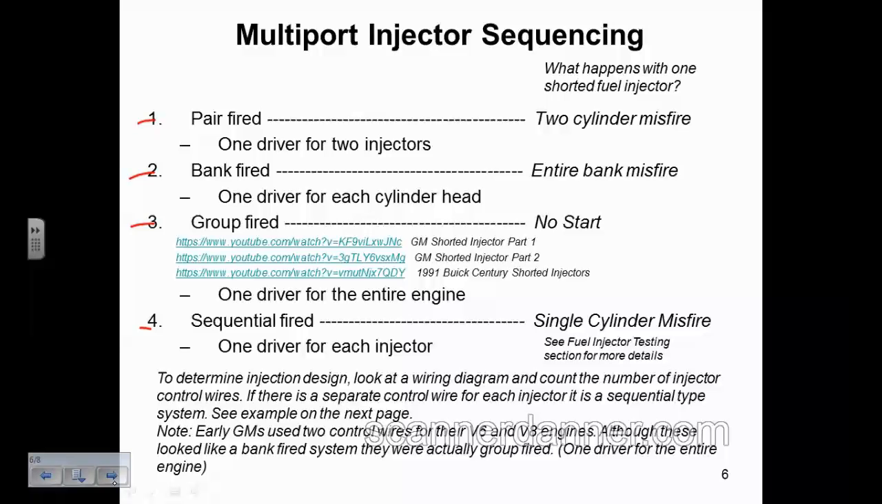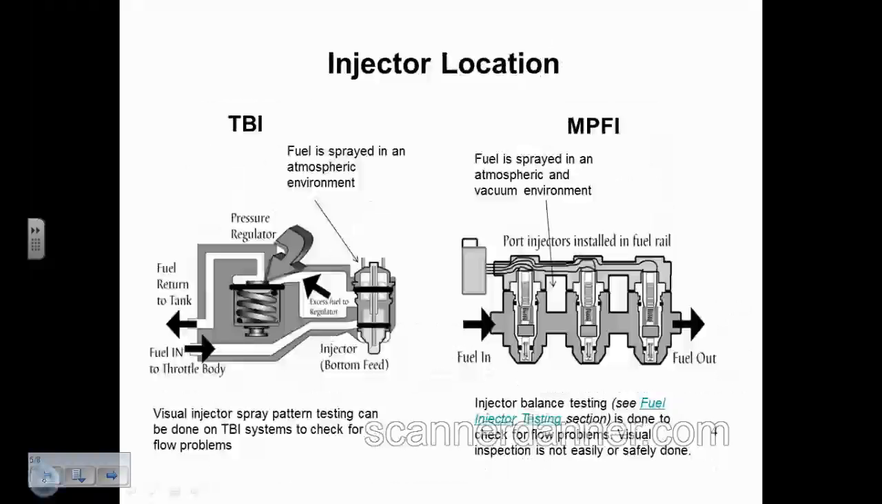If we have a sequential fired engine, that means there's one transistor for every injector, and we fire them in firing order sequence. If it's group fired, they all fire together with one driver. Bank fired is pretty self-explanatory: we're firing all 3 or all 4 on one bank, and then all 3 or all 4 on the other bank. Pair fired, 2 cylinders at a time. When we go through this a little further, I'll come back to page 6.